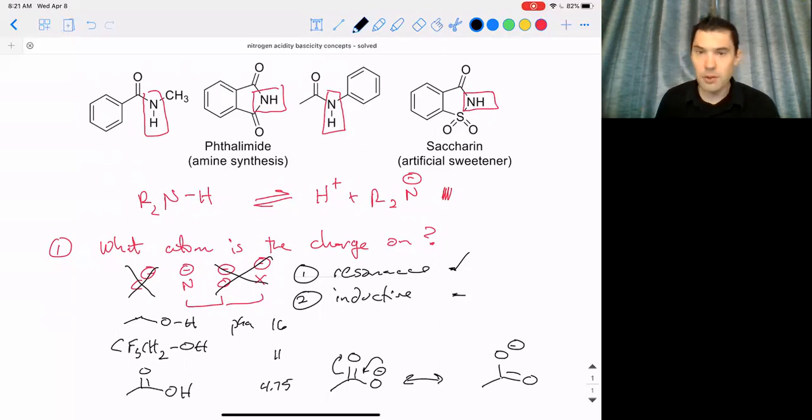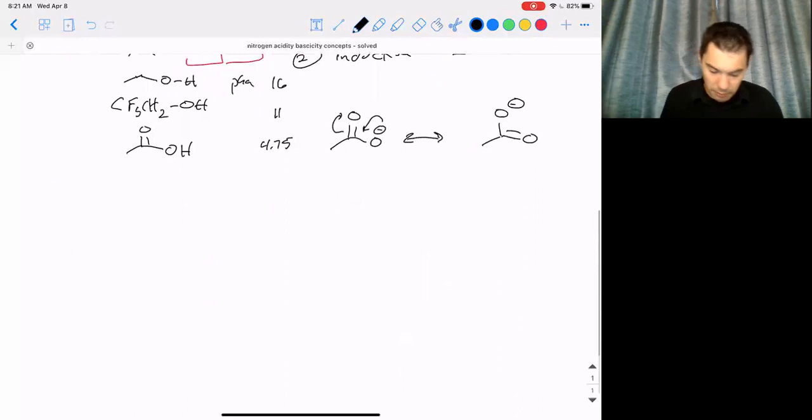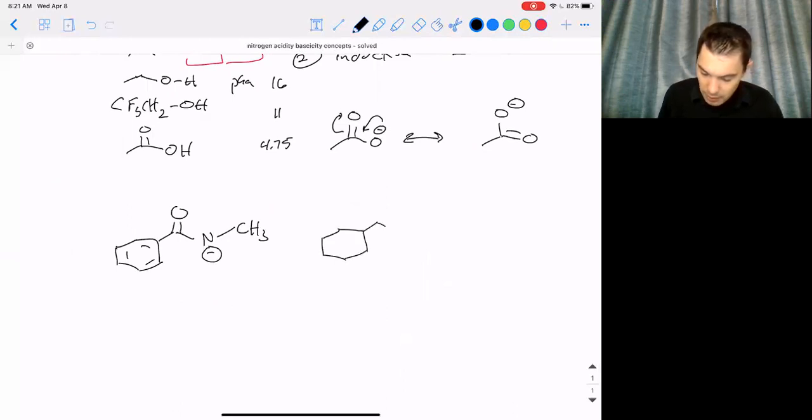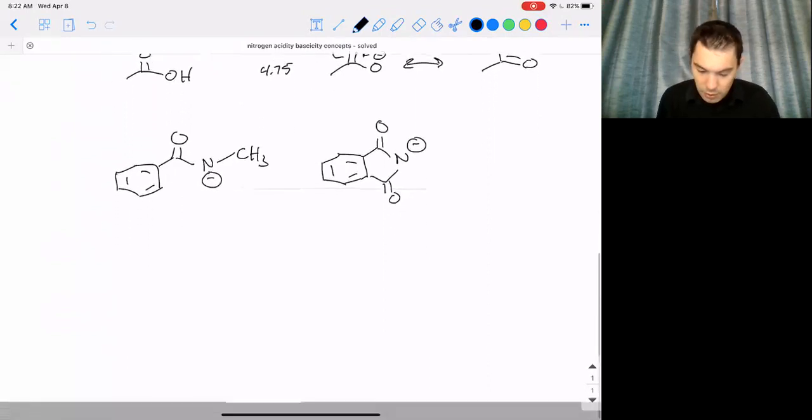And so for the nitrogen-containing molecules across the top, what I would encourage you to do is to draw the anions of each of these intermediates and then consider how many different places and in what kind of functional group that negative charge is delocalized. So let's just start here with N-methyl benzamide. And then our next one was the phthalimide anion. We have an additional couple of groups here.